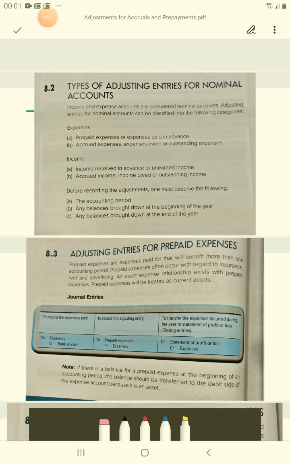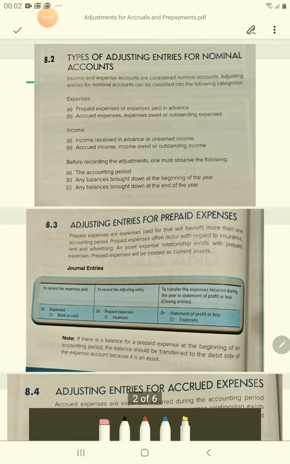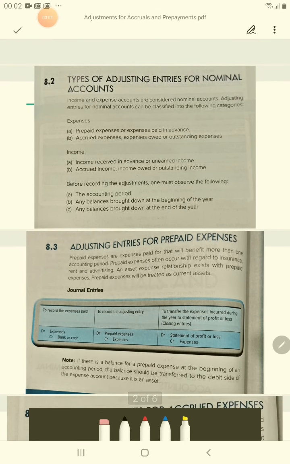For income received in advance, this is unearned income that we have not yet earned. And for accrued income, this is income owed or outstanding income. Okay, we just look at the textbook. I just take it from the ACC 106 textbook.